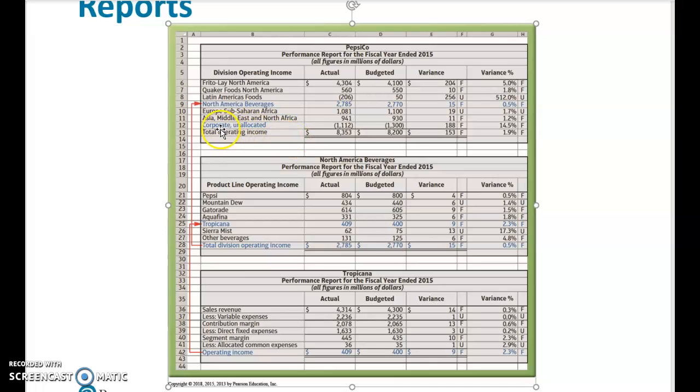And then the other thing here, notice that there's corporate costs that are unallocated. So there are some costs that weren't allocated out to the other divisions. All right, but the thing to remember about the unallocated costs is that they're not controllable, and they're really somebody else's problem at a high level.